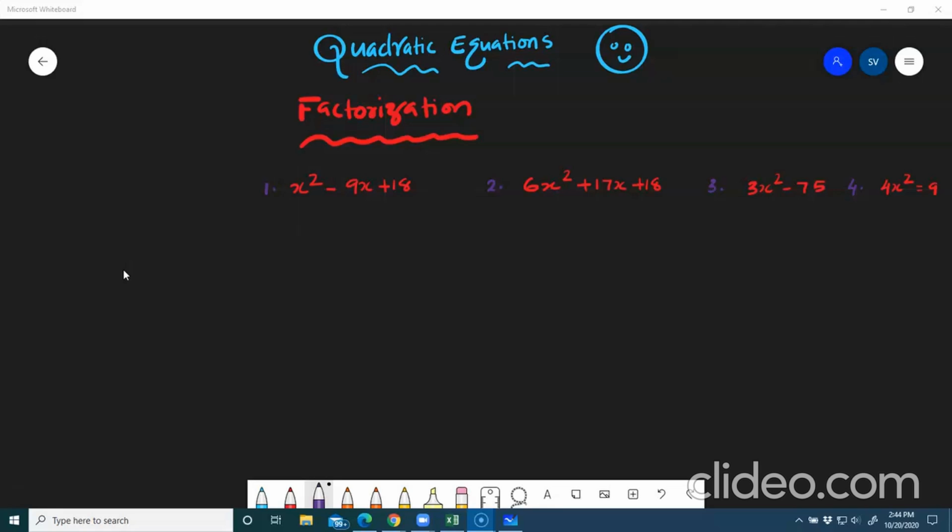Today we are discussing the factorization of a quadratic equation. Just as the first step, we are trying to factorize 4 different questions. 4 of them are different kinds.